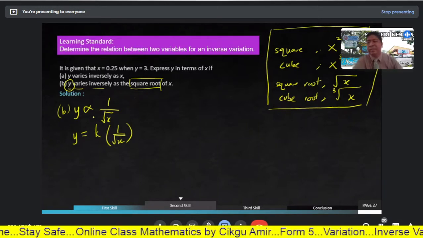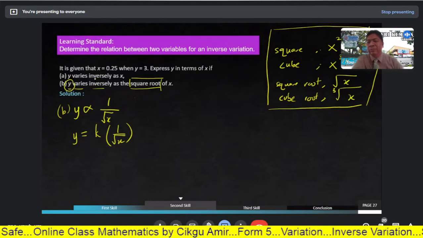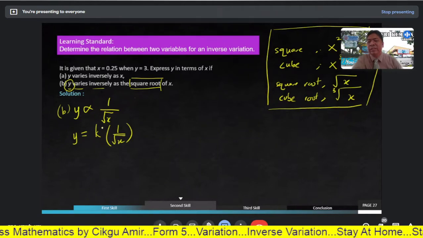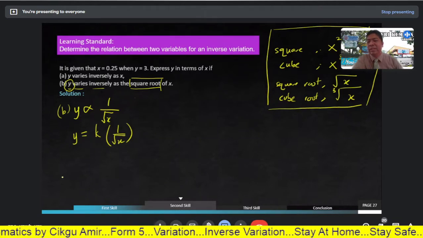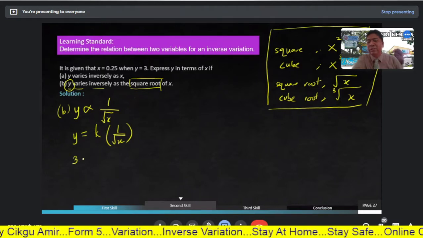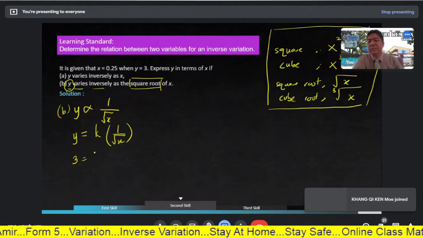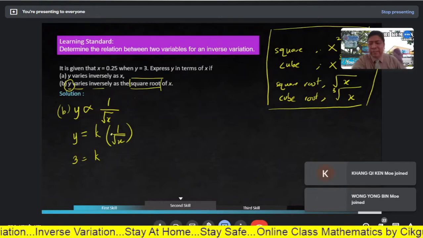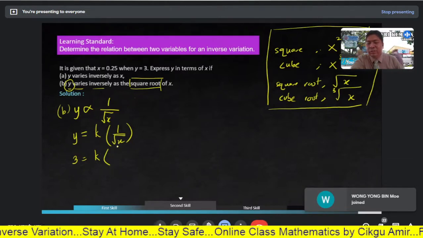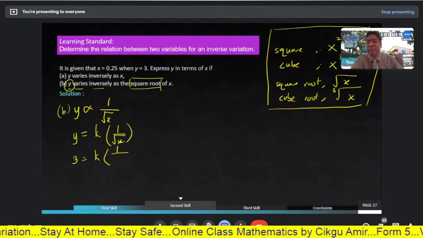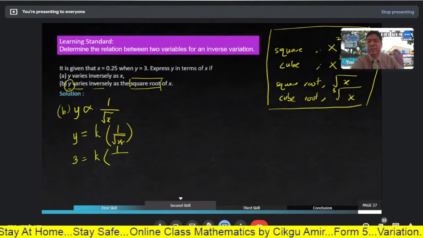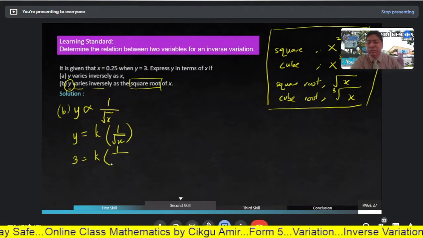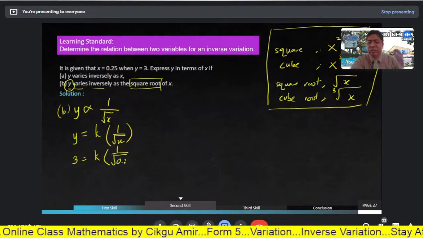Third step, we substitute the values of x and y, because we want to find the value of k. So y here is 3. I put 3 here, equal to k. k is a constant, a fixed value that we want to find. Then 1 over the square root of x. What is x here? x here is 0.25.